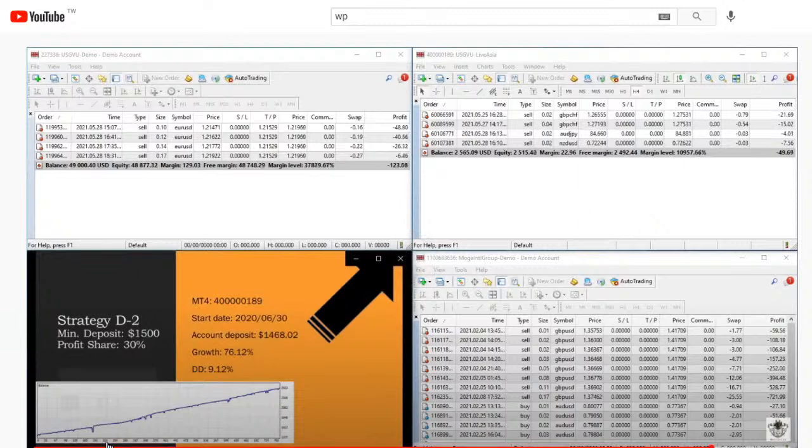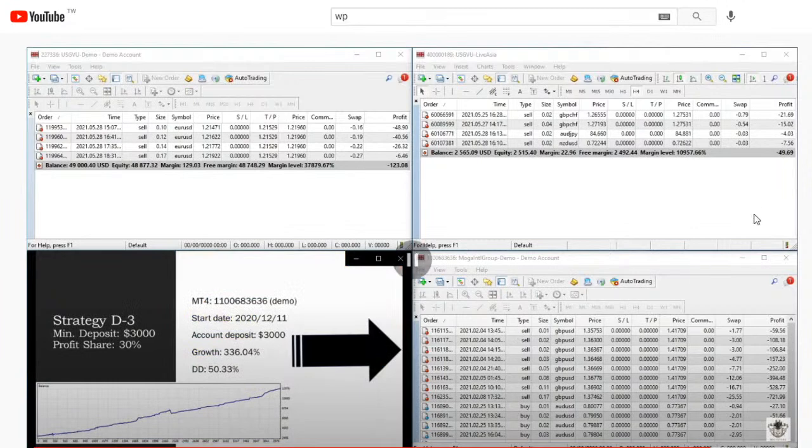Now let's move on to D3, which is at the right bottom corner. This one is basically no martingale at all, and it does have lot size increases based on the price action. It trades only major pairs. This strategy has already made a total growth of 336%, and a drawdown of 50%.